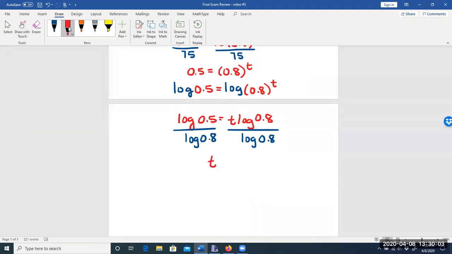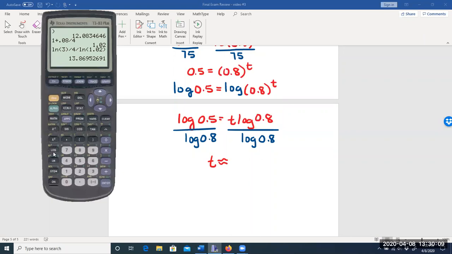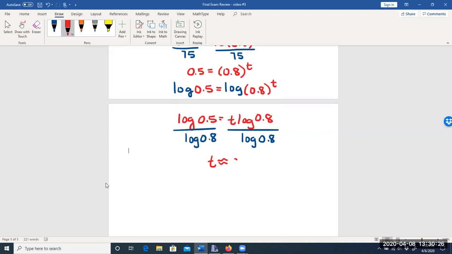So t equals, we'll say approximately again, log 0.5 divided by log 0.8. And my half-life is approximately 3.11, and it's hours, based on what it said in the problem, that our time was in hours.